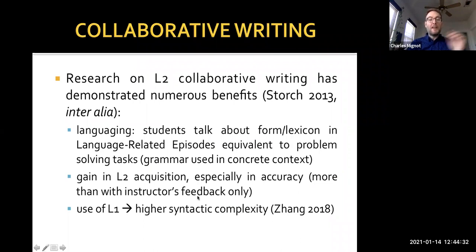Students talk about form and lexicon in what we call, in the field, language-related episodes, which are basically equivalent to problem-solving tasks. And here, that is important, grammar is used in a concrete context. It's not fill in the blank, but grammar is applied. We really use grammar, we try to remember the rule in a concrete context.